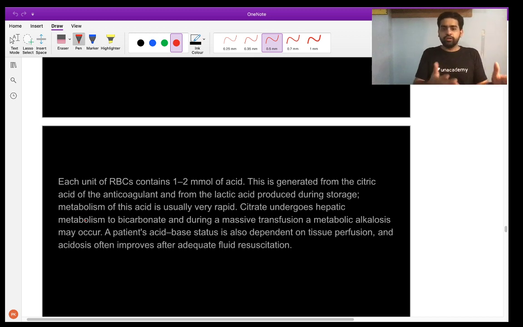So citrate goes inside the body and undergoes hepatic metabolism to bicarbonate. This is the reason why the patient lands up in metabolic alkalosis after a massive blood transfusion. Are you understanding my point? The acidosis can also occur, but this usually occurs after a couple of unit transfusions. Why? Because the acid component was accumulated when the blood was stored in the blood bank. When it enters the body, it gets rapidly metabolized and a balance occurs.